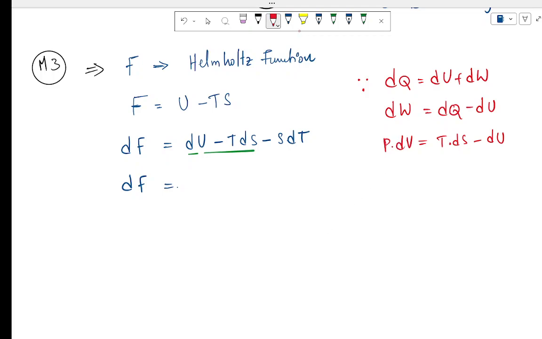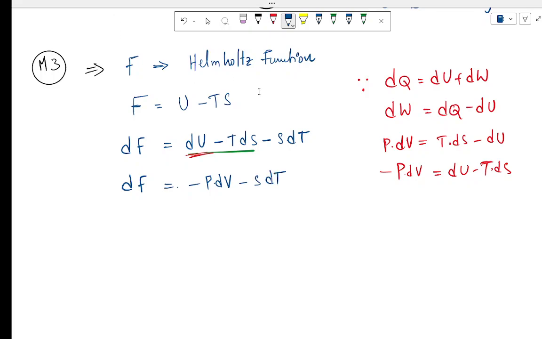pdv. Now I will apply minus on both sides. I will get minus pdv equal to du minus tds. So based on this expression, you can see that du minus tds is nothing but minus pdv that I got here. So the same thing I can substitute here: minus pdv minus s dt.